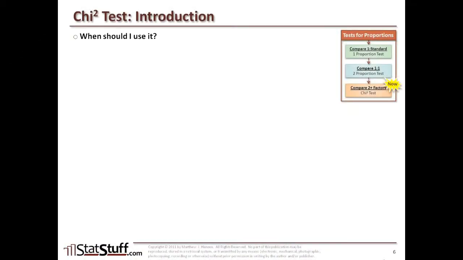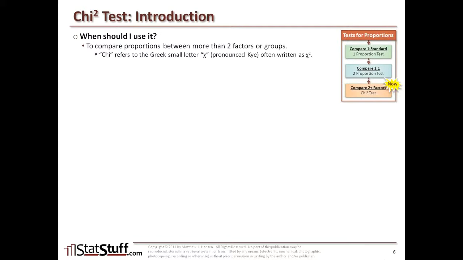All right, now we can begin to define the Chi² test, which is actually categorized into 2 types of tests. First of all, when should you use a Chi² test? It's used when you want to compare proportions between at least 2 or more factors or groups. Chi is referring to the Greek small letter x, pronounced chi, and it's often referred to as x squared, or in this case we pronounce it as chi². The test compares the actual frequency proportion of observations to an expected frequency proportion of those observations. So it's comparing the actual results to what would have been expected, or what should have happened if it were normal.